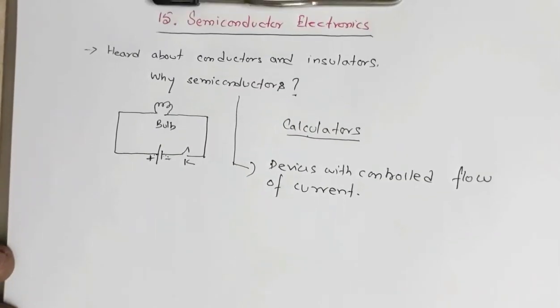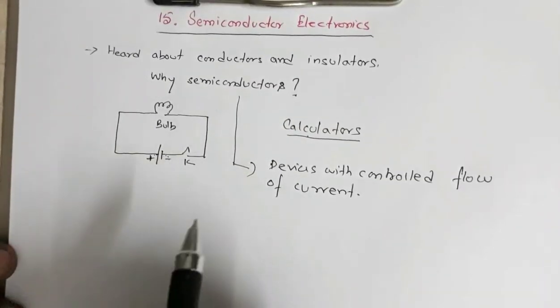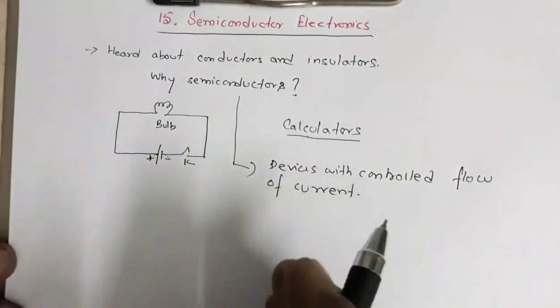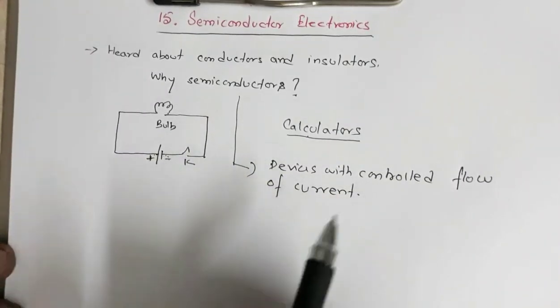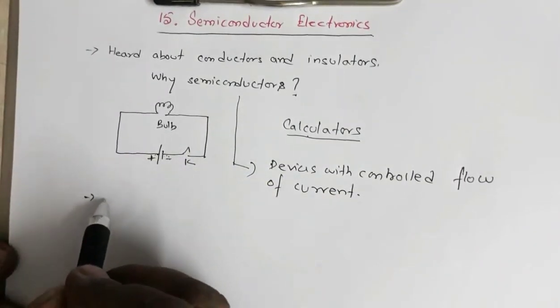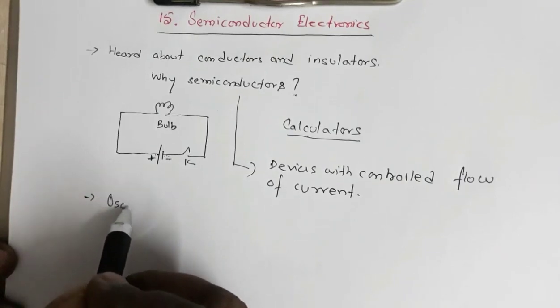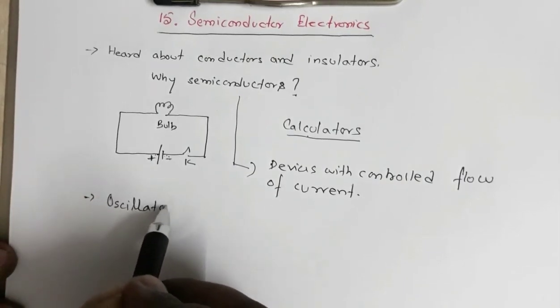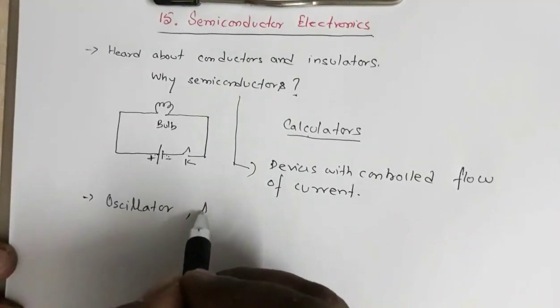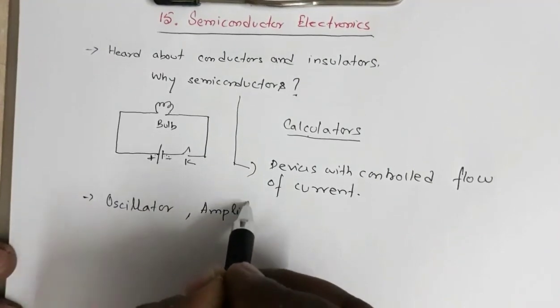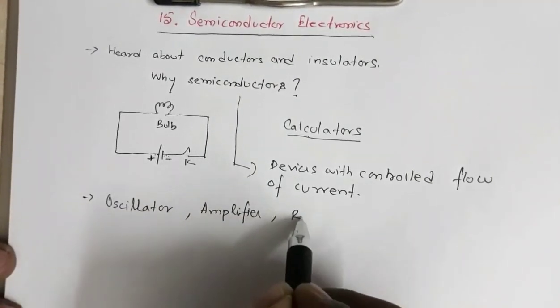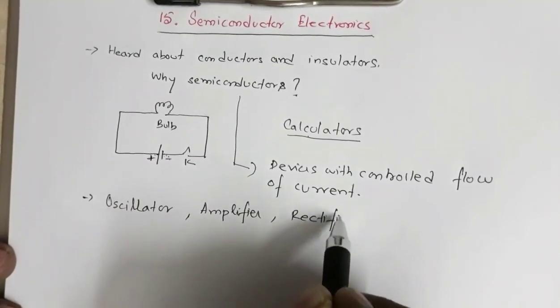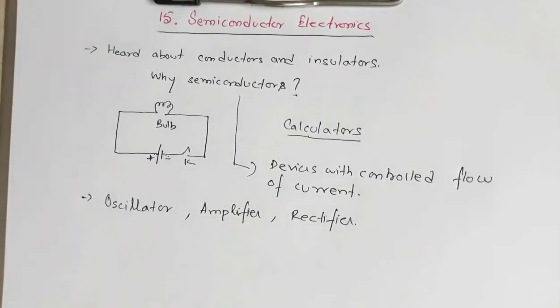Now basically in this chapter we are going to study a few of the electronic devices like oscillator, amplifier, and rectifier. These are the basic electronic devices which we will be studying in this chapter.